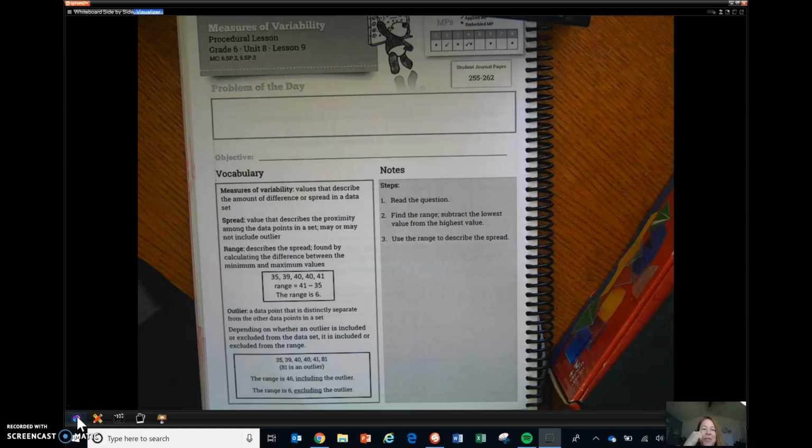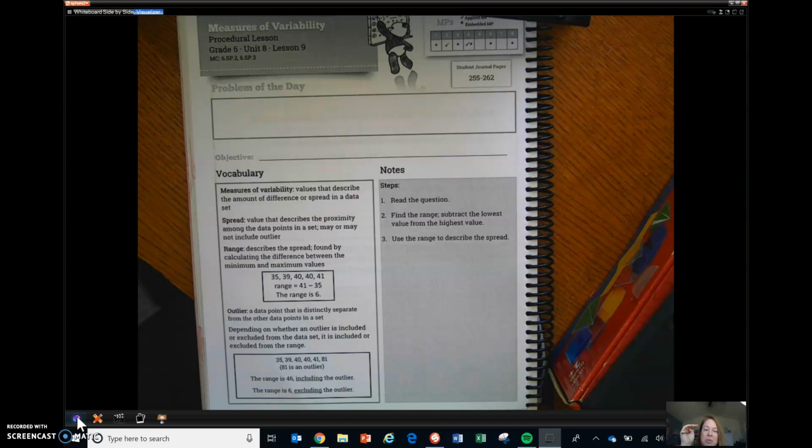Hey guys, today we're doing Unit 8, Lesson 9. We're still working with stats and the measures of variability. Remember, we're just looking at the spread of data, meaning all the numbers in the data, how it spreads out.